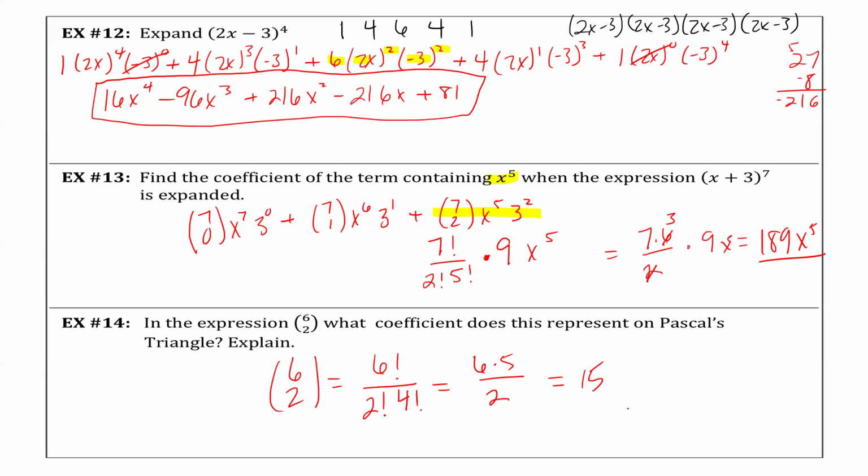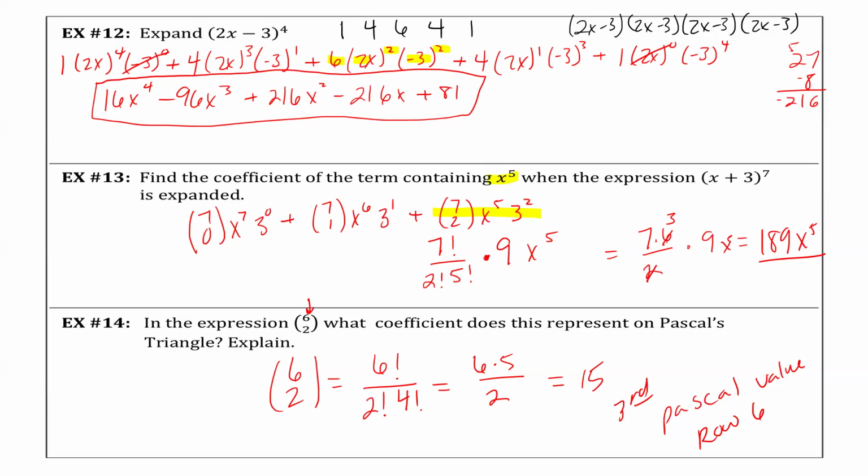Does that make sense? So this would be the third value in Pascal's triangle for what row? Row 6. Why row 6? Because what is our end value? It was 6. That's how we know what row we're on in Pascal's triangle, because our end value is 6.